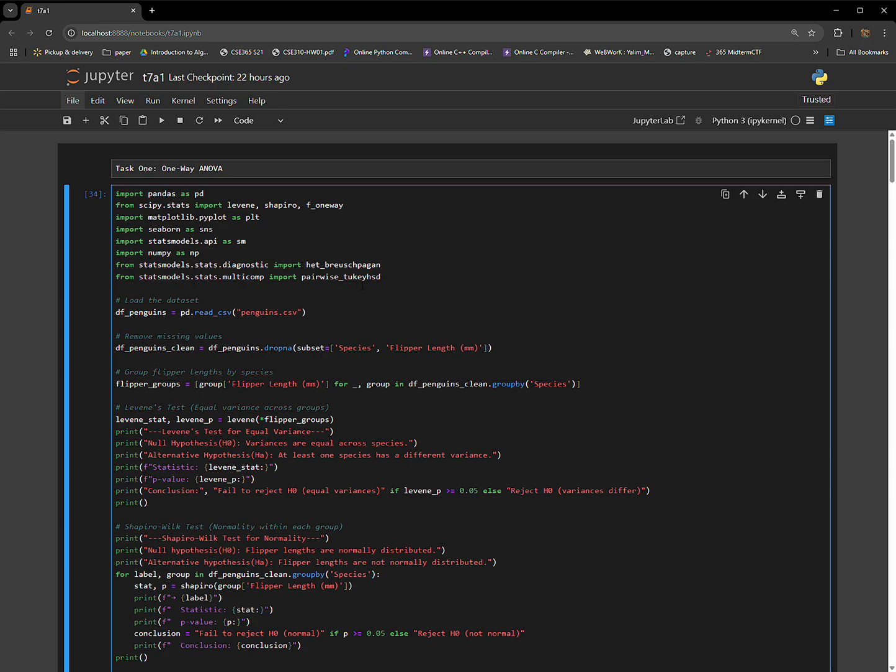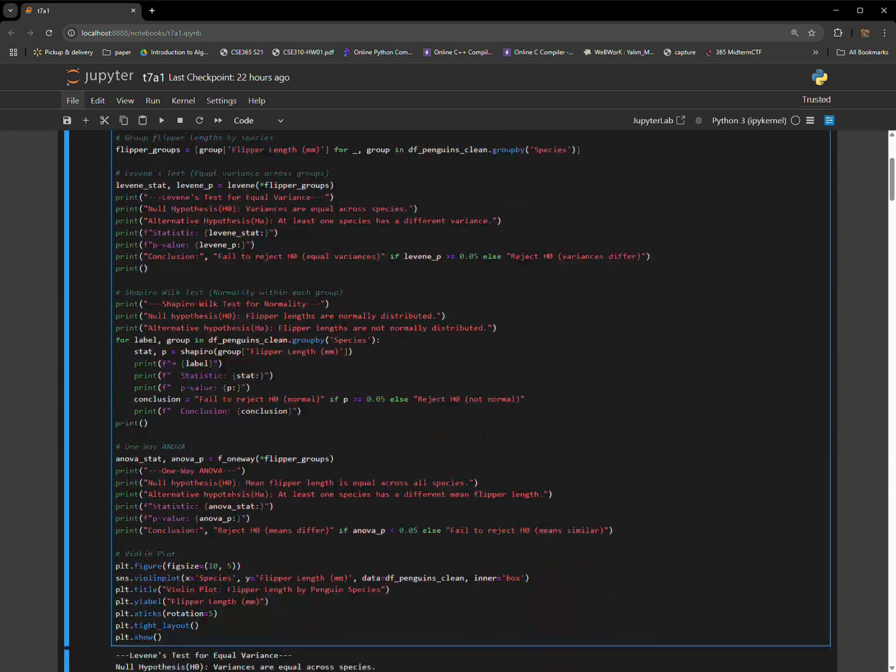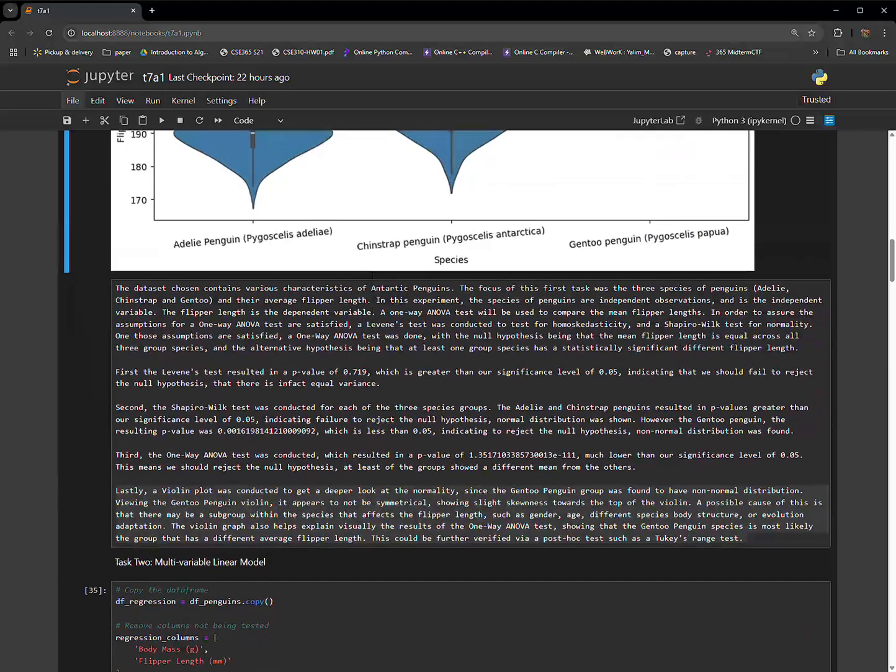Alright, so I'll be going over the assignment for topic 7. The data set that I chose was Antarctic penguins and the various characteristics of these penguins. The ones I'll be looking at in these tests are the flipper lengths, the species of the penguins, and their body mass.